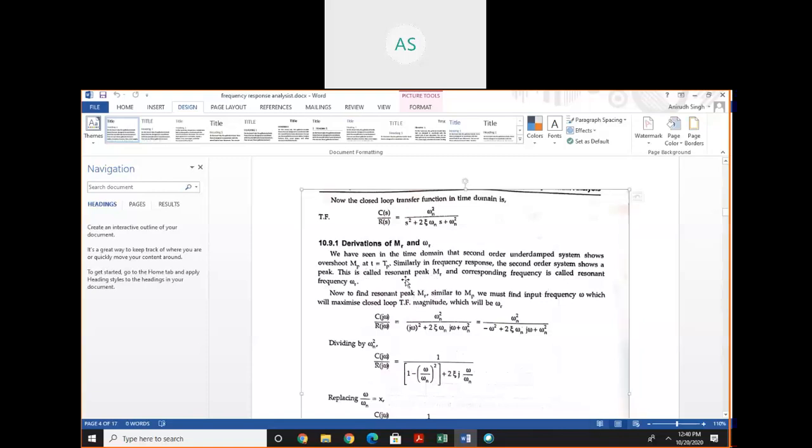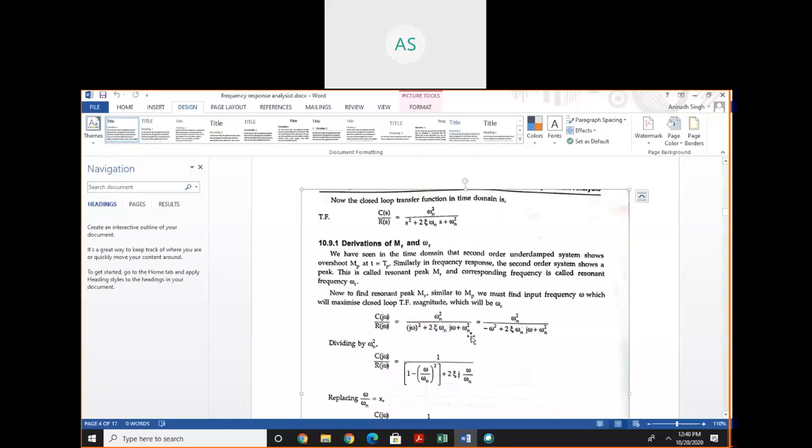Similarly, in frequency response, a second order system shows a peak, and that peak is known as the resonant peak, and the corresponding frequency is known as the resonant frequency. That means in time domain, a second order system shows an overshoot Mp at peak time, and similarly, in frequency domain it shows a resonant peak at the corresponding frequency omega r. So first we calculate the value of Mr.